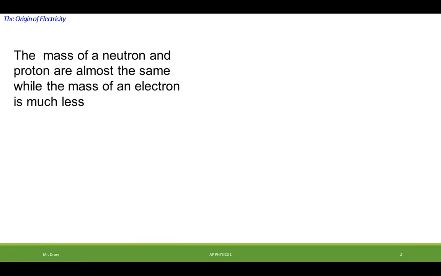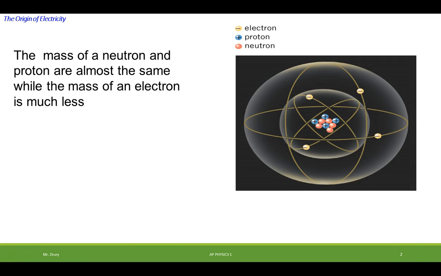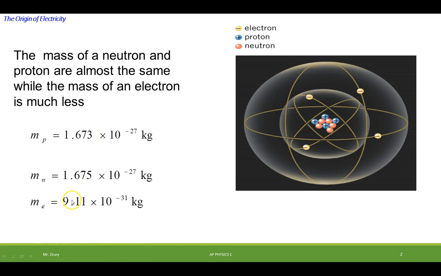The mass of a neutron and the mass of a proton are almost the same, while the mass of an electron is much less. Let's remember where the electrons are located. They're located on the outside of the atom, while the neutrons and protons are located on the inside of an atom. The mass of the neutron and proton are almost exactly the same. But the mass of an electron, even though the masses of a neutron and proton are really small, is even smaller. As a matter of fact, you would need almost 2,000 electrons to equal the mass of one neutron or proton.